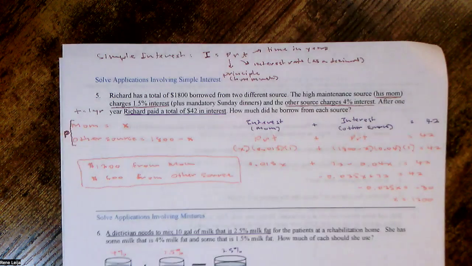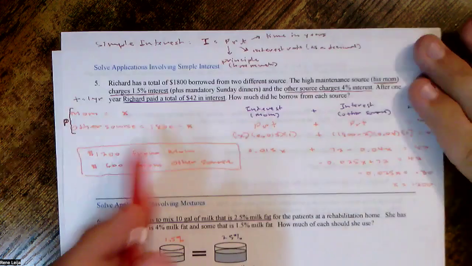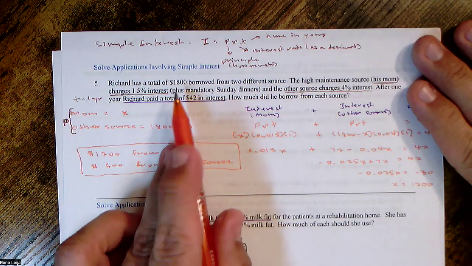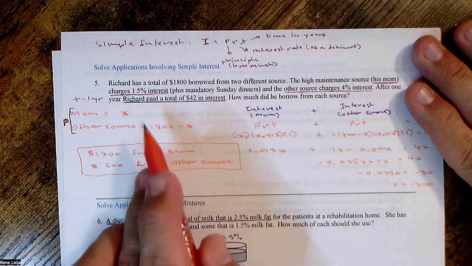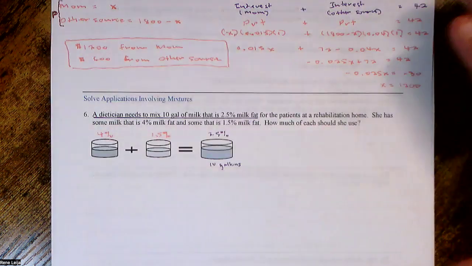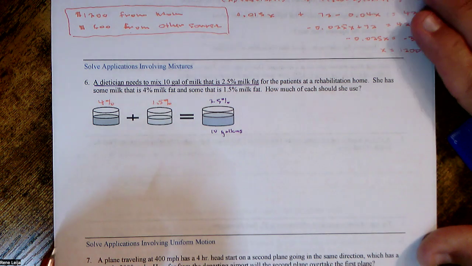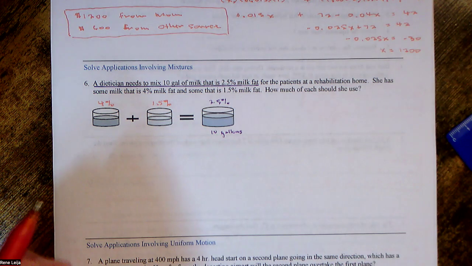Now, if you'll look back at the problem we just did, it's the same idea right here. They just told us that Richard borrowed $1,800. They didn't specify how much from each source he borrowed. So we're going to do the same thing. Now, all I know is that total, I need 10 gallons. And it doesn't matter who you start with to be the single variable.